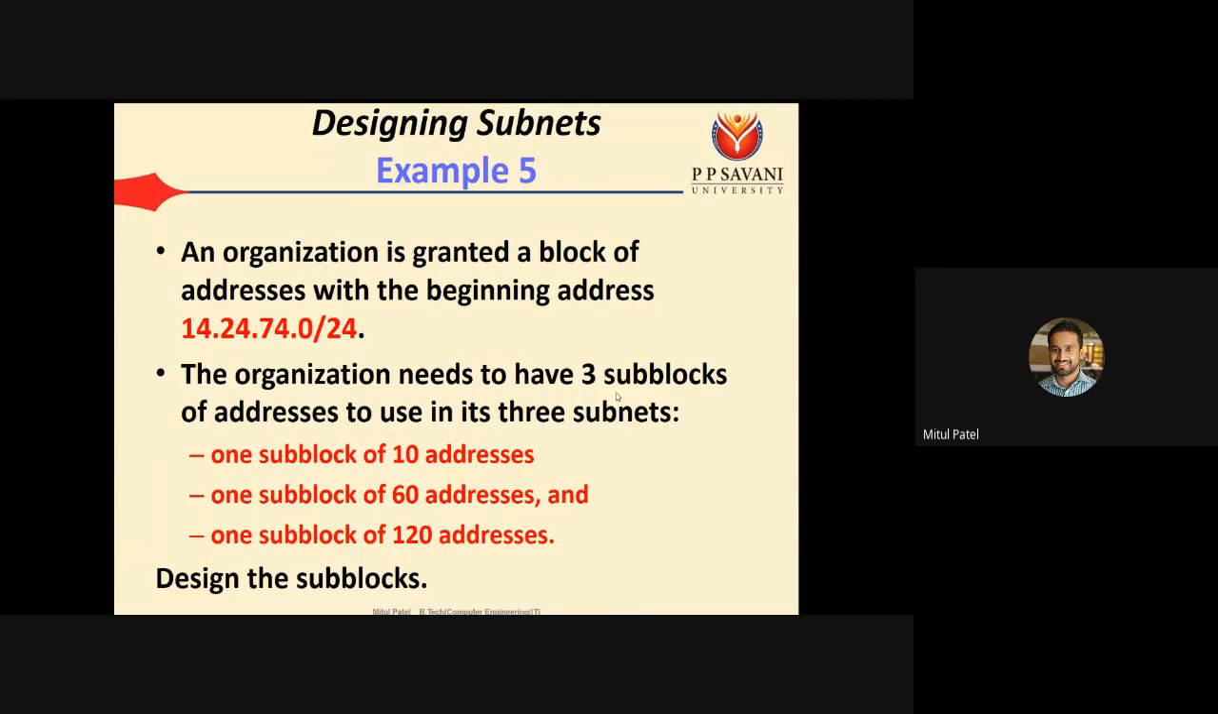So we have to divide this address block into 3 sub-blocks. The first sub-block has a requirement of 120, the second has 60, and the third one has 10. We need to design the sub-blocks by providing the range of addresses to these 3 sub-blocks. Our first condition is that we have to start our allotment from the larger blocks. The larger block is the 120 one, after that 60, and then the 10.